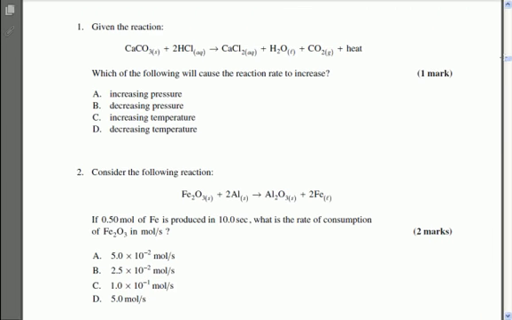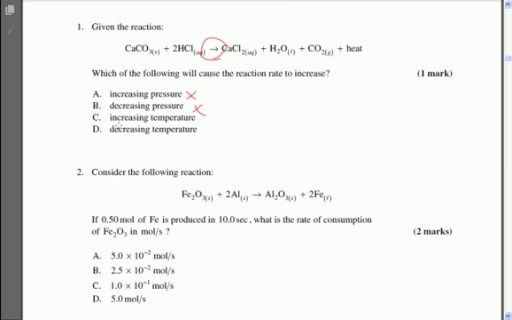Scroll down to our first question, and it says, given the reaction, we have calcium carbonate plus HCl, or hydrochloric acid, and it's making calcium chloride, H2O, and carbon dioxide with some energy, with some heat. The question says, which of the following will cause the reaction rate to increase? Now, we're not dealing with an equilibrium reaction right here. We're dealing with something that is just going forward. So, increasing or decreasing pressure. Since our reactants are solids and aqueous, and we're not dealing with gases, this has no effect.